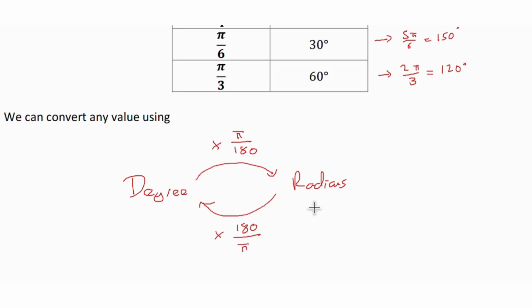180 divided by pi. Now the way I like to remember this is if we're going into radians, we need to introduce the pi and remove the 180 degrees, and vice versa. If we're going to degrees, we need to remove the pi from the radians and introduce the 180 degrees.